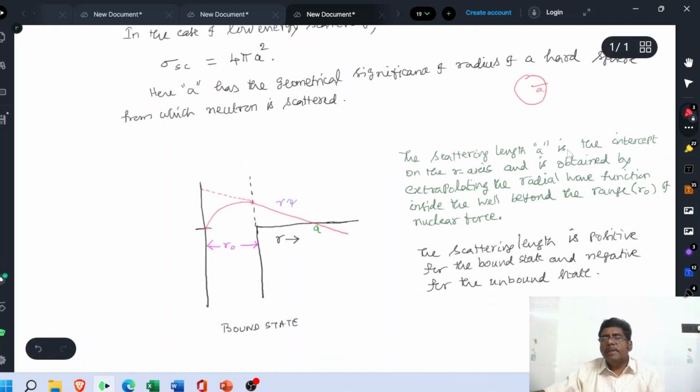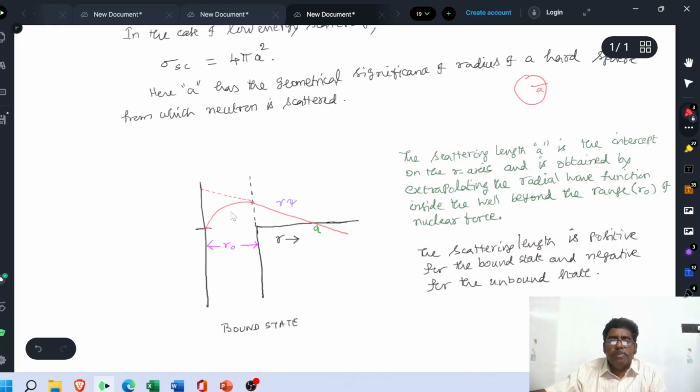The scattering length a is the intercept on the r-axis. The r-axis means the distance of separation from the nucleus, and that intercept is obtained by extrapolating the radial wave function inside the well, inside the square well, beyond the range R0 of the nuclear force. See this diagram. R0 is the radius of the nucleus.